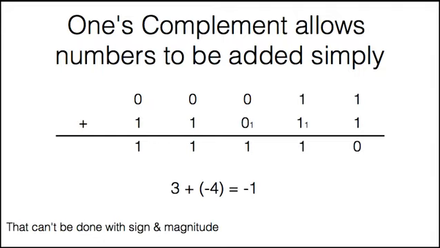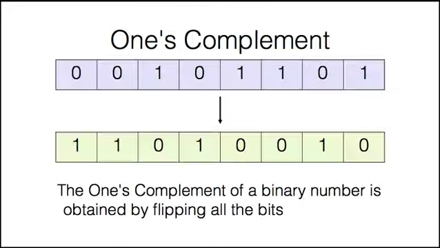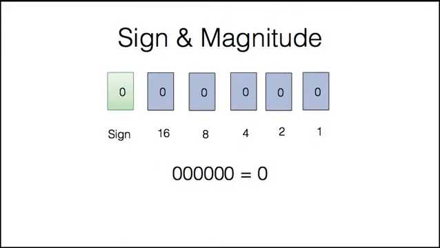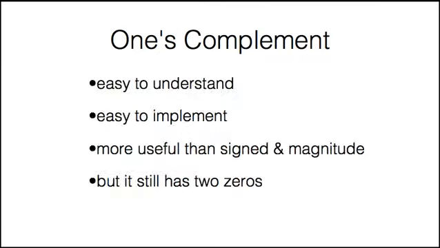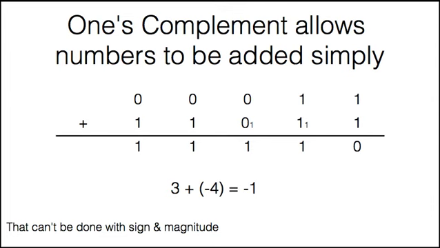So if you were to take, in the sign plus magnitude system, something like minus 10 plus 26, if you did a binary addition of those, you wouldn't get anything like 16. Whereas with ones complement, you can do a binary addition on the values and you can get an answer that makes sense.